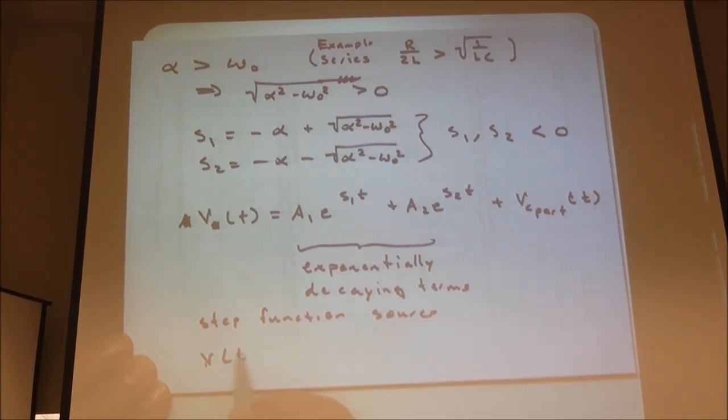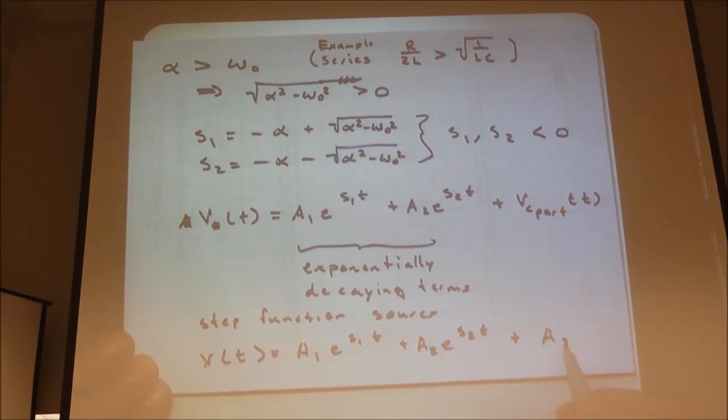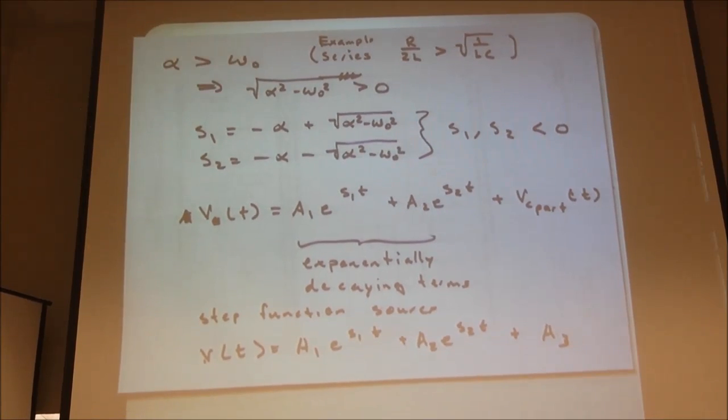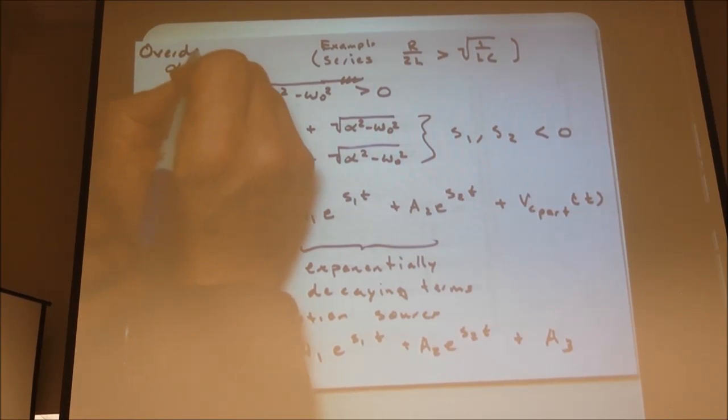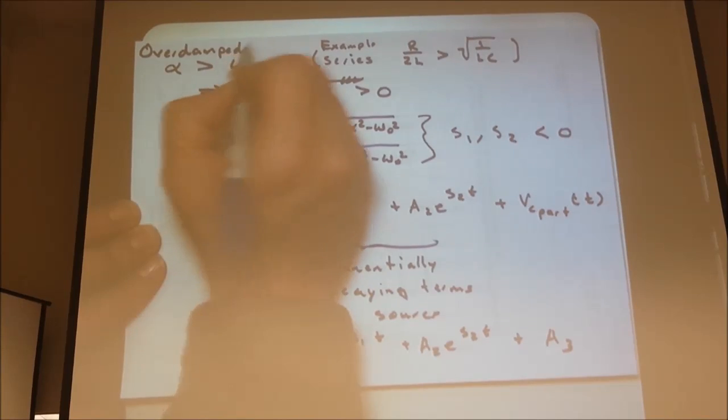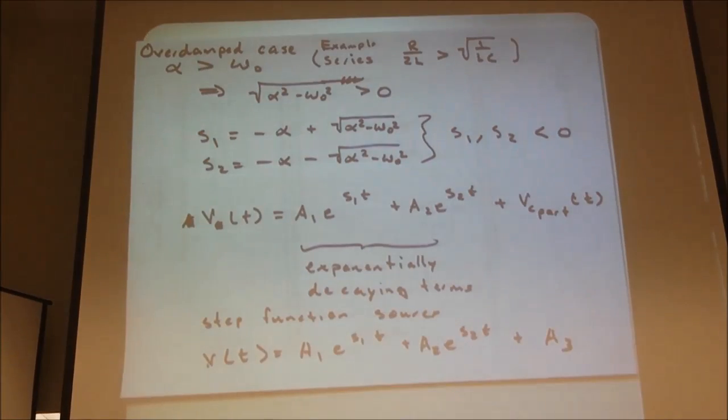We wind up with some v of t, A1 e to the s1 t plus A2 e to the s2 t plus A3. And that's why I said A3 earlier. And that's a solved problem now for the special case where alpha is larger than omega naught. This has a name, I heard someone say it. This is called the overdamped case. That's an important thing to know.